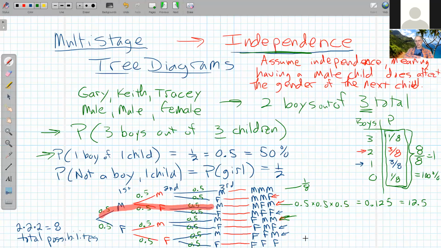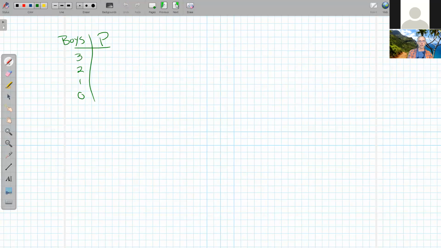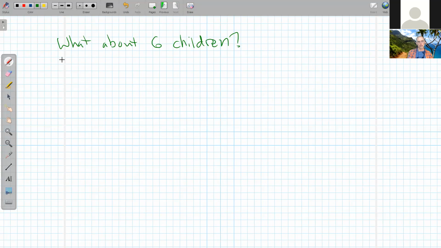So I'm not going to draw this out, but I'm just going to throw it out there. I have a few friends that have 6 or 7 kids each, and the tree for them would be a lot bigger, right? Imagine 6 kids. So just a brief note on that. What about 6 children? Just think about the total number of ways 6 children can be born in terms of gender. So again, we're not going to draw the whole tree. It's a little tedious. But how many possible outcomes are there?